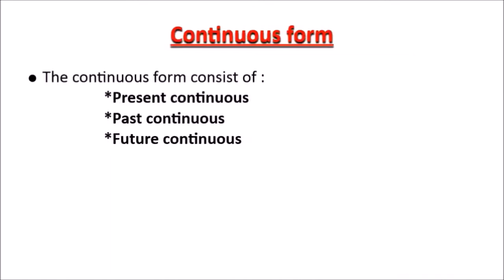Students, now we are moving on to the new form, that is the continuous form. This is the third form. First is simple form, second is perfect form, and third is continuous form. So now we have reached the continuous form. The continuous form consists of three tenses: present continuous tense, past continuous tense, and future continuous tense. These are the three tenses in continuous form. Now let's discuss them in detail.